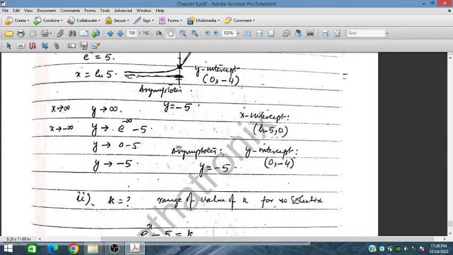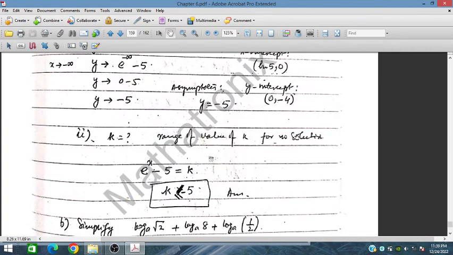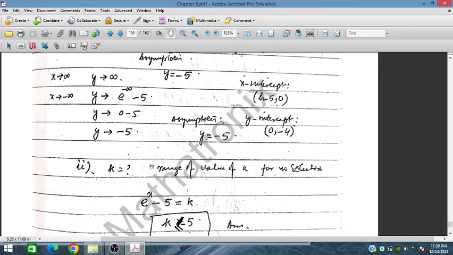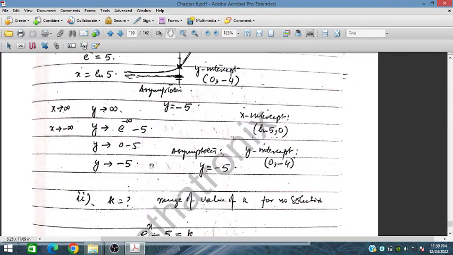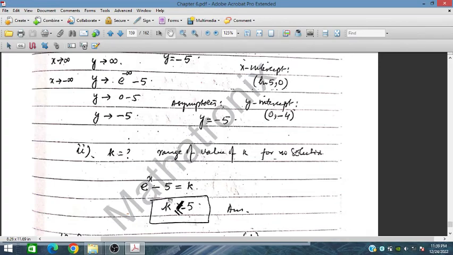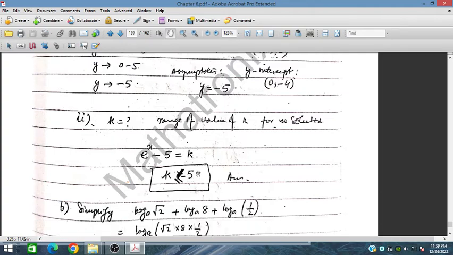In part 2, we have to find the range of the value of k for which there is no solution. So for k less than minus 5, the log becomes not possible.